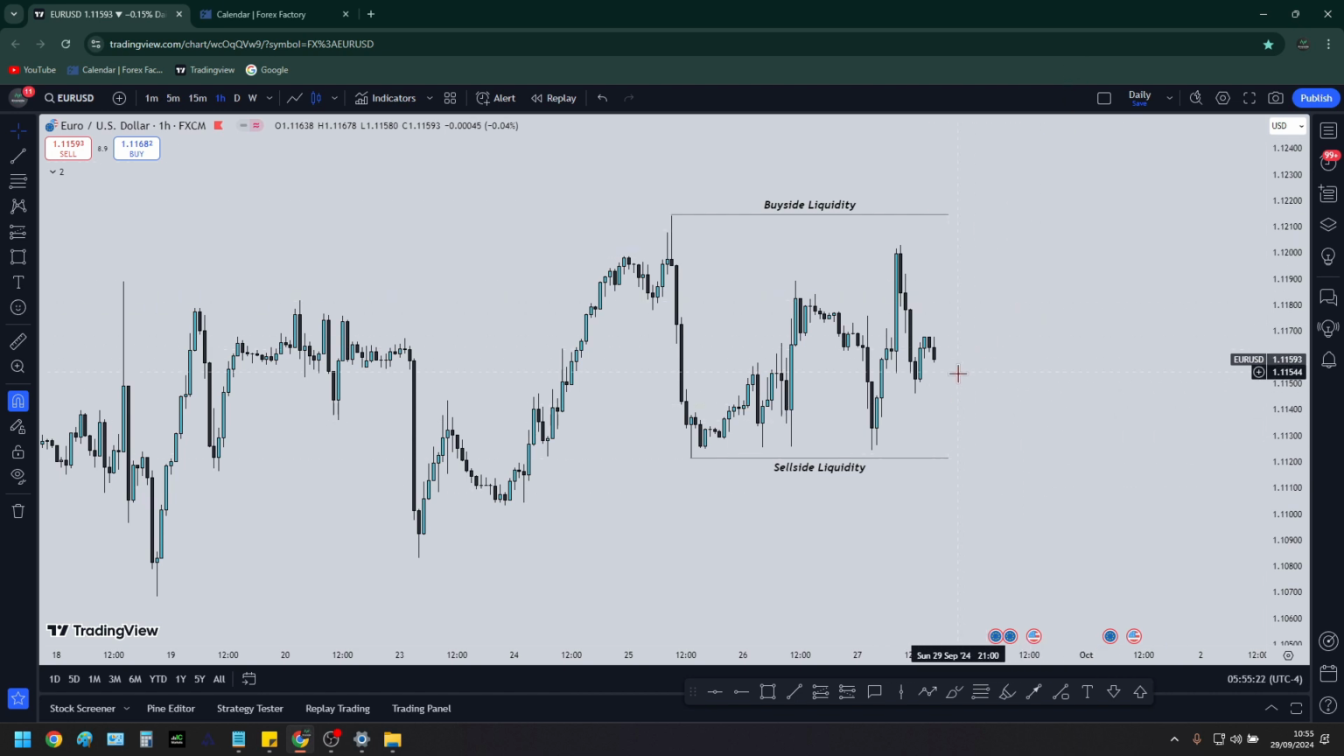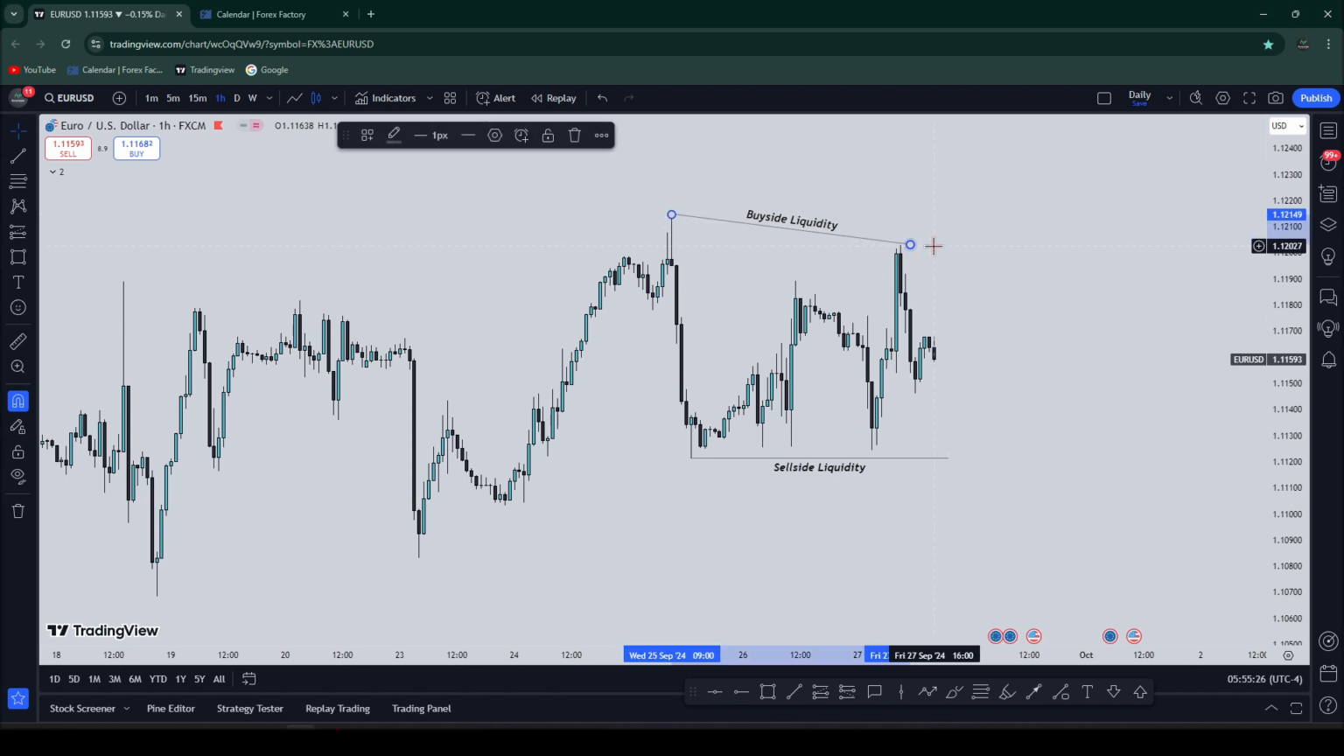It doesn't really matter. This is just how I am seeing it, because on Friday I said that this sell-side liquidity here would be taken, and we didn't. But for sure, I don't think we will end Monday without taking either side. So I think this is going to be taken on Monday, but we'll see.